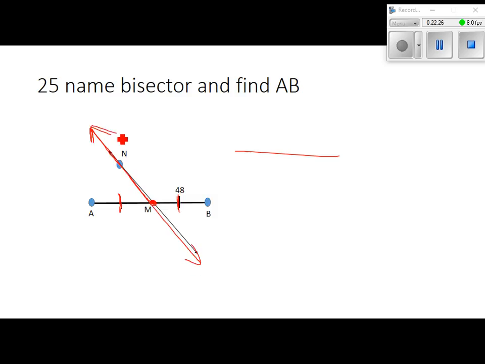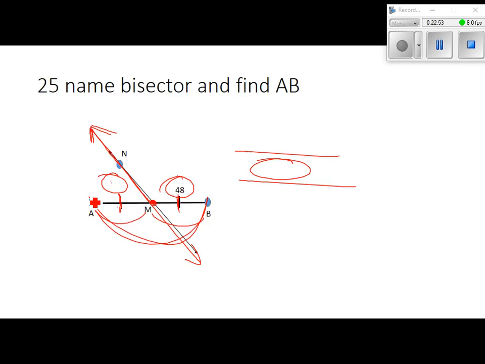That's the bisector. The second answer they want is the length of segment AB. Well, these tick marks tell us that the distance from A to M and the distance from M to B should be the same. They tell you the distance from M to B, so you should be able to write in the distance from A to M. And then once you know that distance, you add that one and this one, and that's going to give you your second answer. How long is the whole thing?